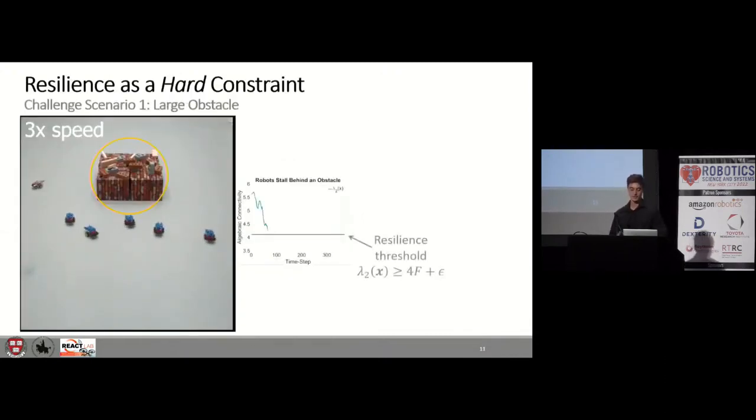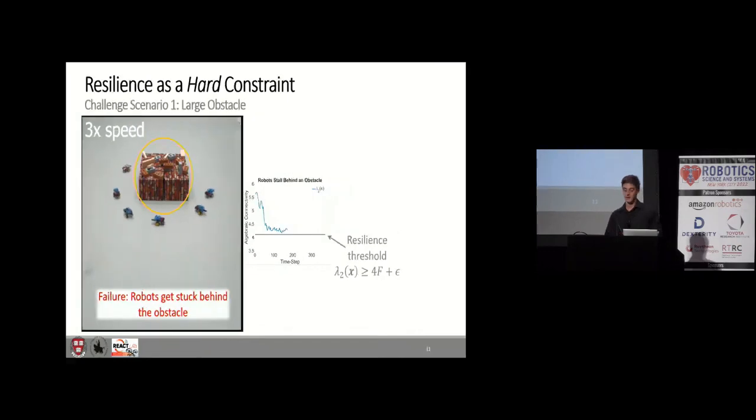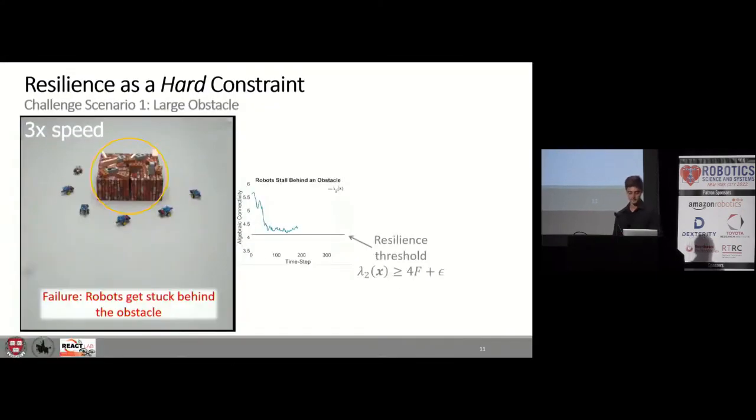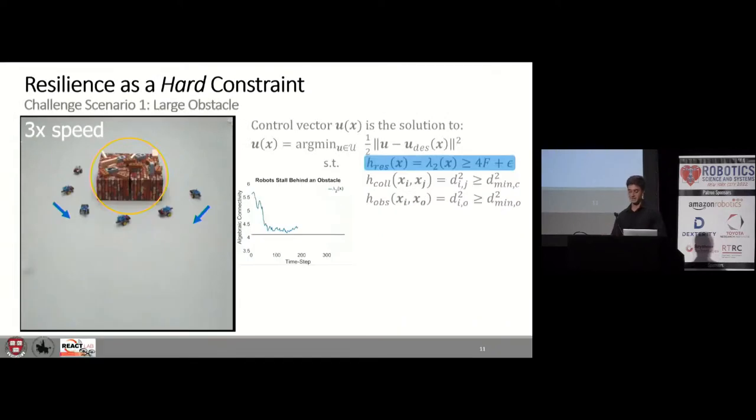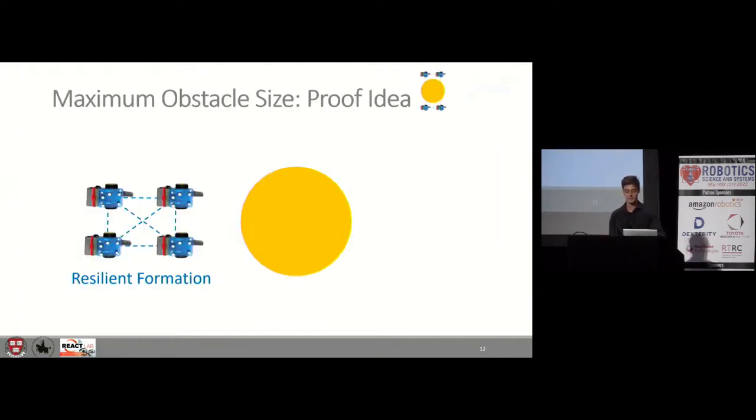As the robots navigate around a large obstacle, they may split around the obstacle to opposite sides. Since we model resilience as a function of distance, when the robots split around an obstacle, the resilience may be compromised, as shown by the plot of algebraic connectivity on the right here, approaching the resilience threshold of 4f plus epsilon. In this case, the resilience will try to pull the robots back together, while the obstacle tries to push them apart, and the desired input tries to push them forward, causing the team to get stuck. This motivates us to characterize a critical size such that the robots can navigate around the obstacle without losing resilience.